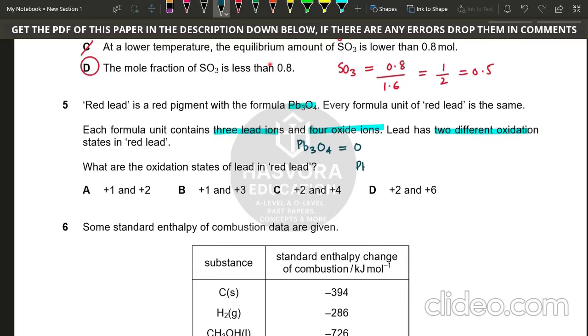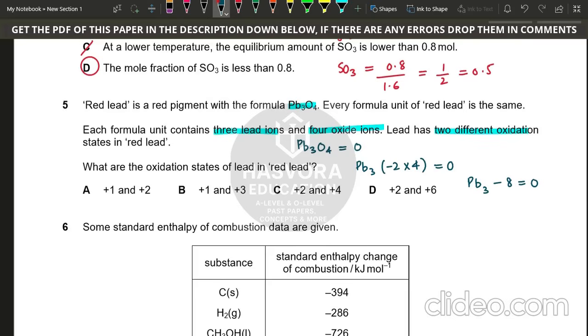So Pb3, let's write it like this, and oxygen has -2, but it is 4 atoms, so it will be times 4 equals 0. So this means Pb3 will be, let's just go systematically first. 3 atoms of Pb, and -2 times 4 is -8, equals 0. Now I need the oxidation states such that they balance this -8, so it is going to be +8, and it actually gives us 0. Now you can just try all of them.